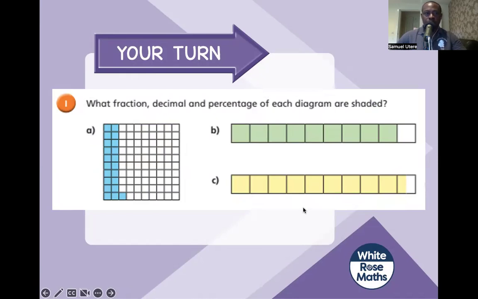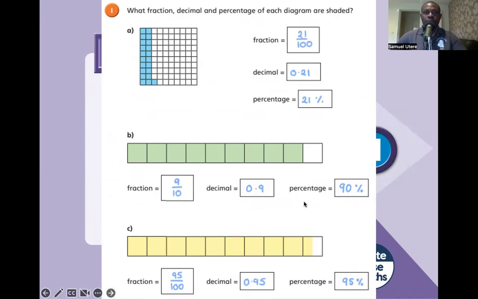Assuming you've paused the video and you've answered the questions, here are the answers. Let's discuss them. Here you will ask what fraction, decimal, and percentage of each diagram are shaded. So you count the squares, you can see it's 21, that's 21 hundredths. That's the same thing as 0.21, and that's the same thing as 21%.